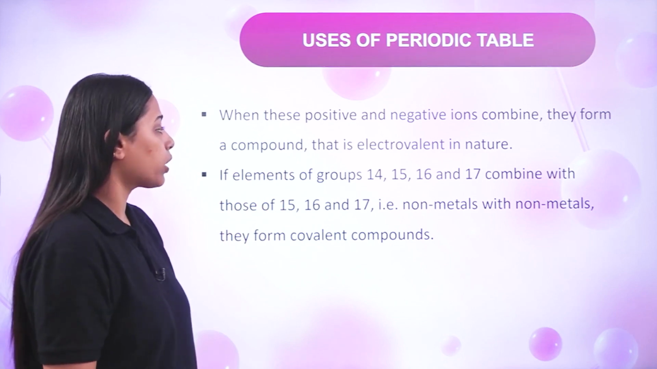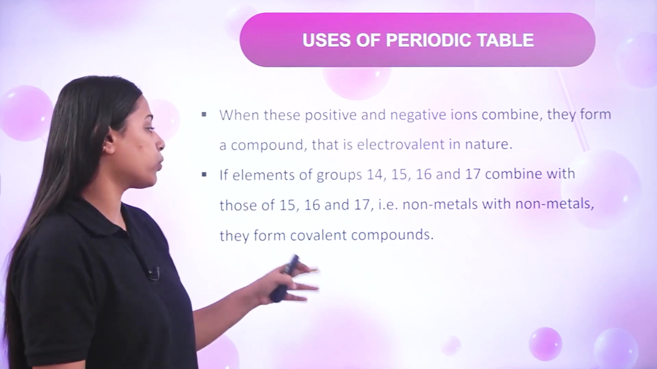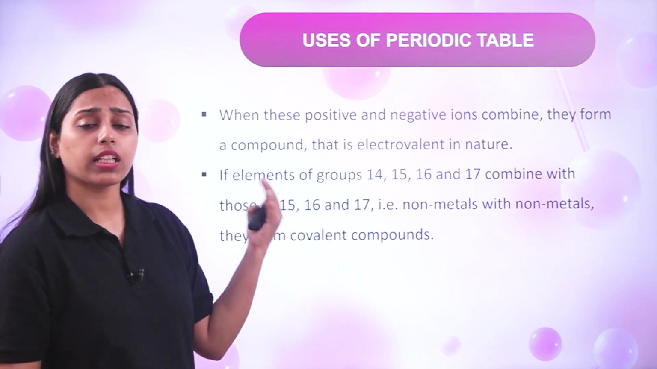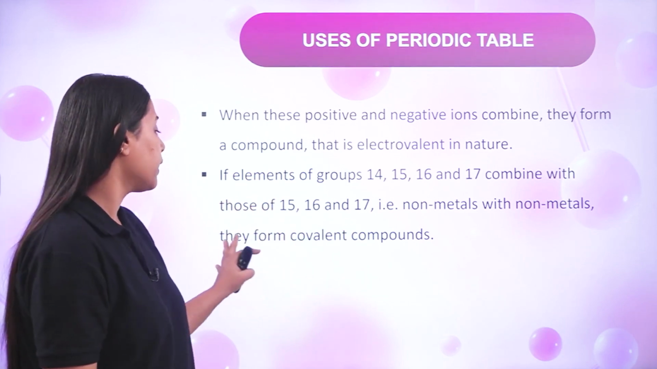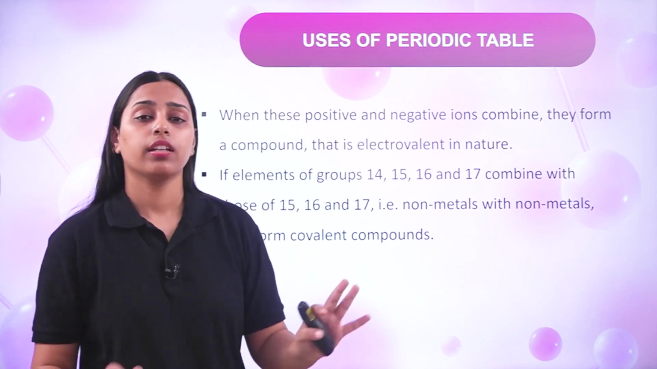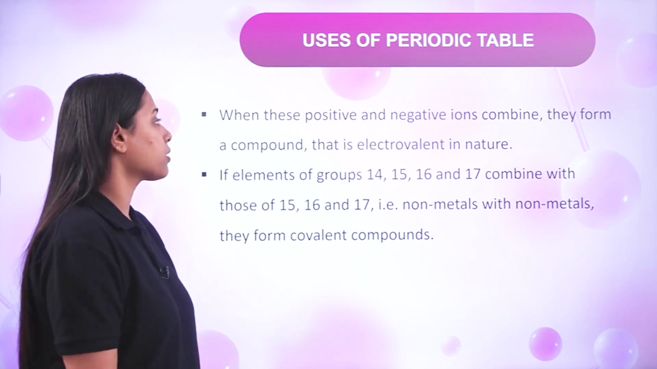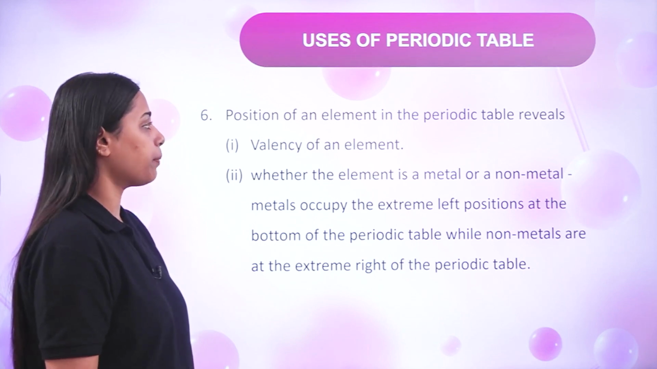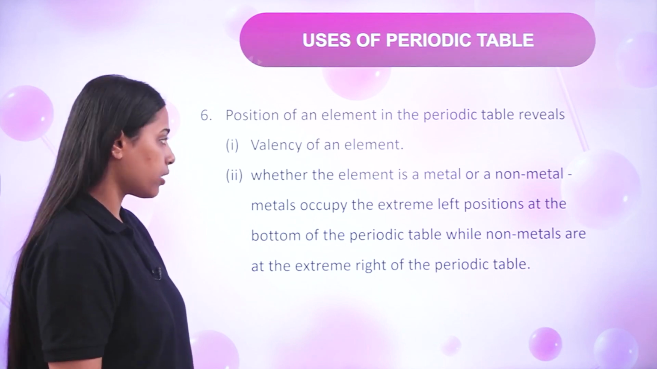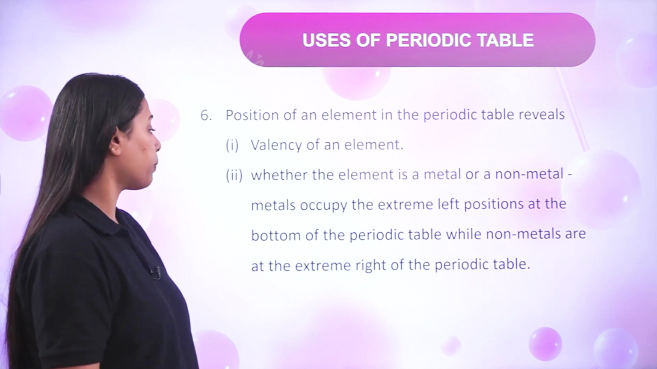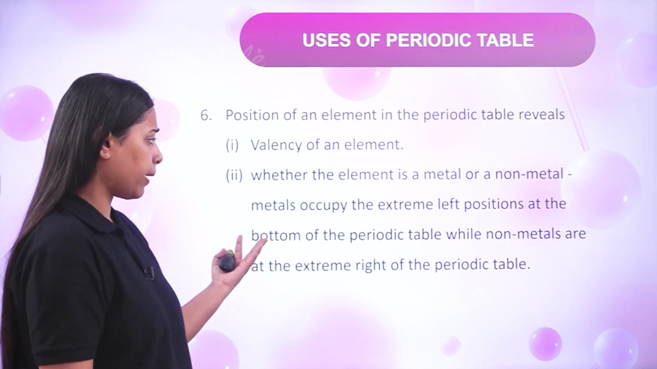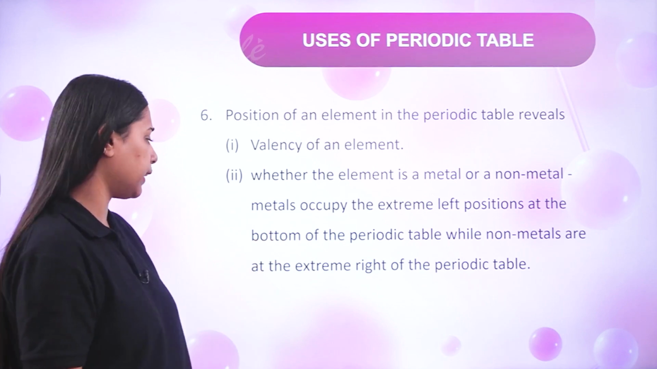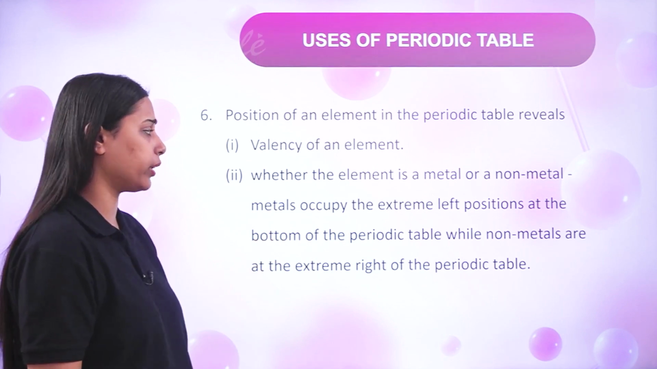If elements of group 14, 15, 16, 17 combine with those of 15, 16, 17, they are non-metals only. Where non-metals are combining with non-metals, they are known as covalent compounds. The bonding part we have already discussed. Position of an element in the periodic table reveals valency also, and whether the element is a metal or non-metal. Metals occupy the extreme left position and the bottom of the periodic table, while non-metals are at the extreme right of the periodic table.